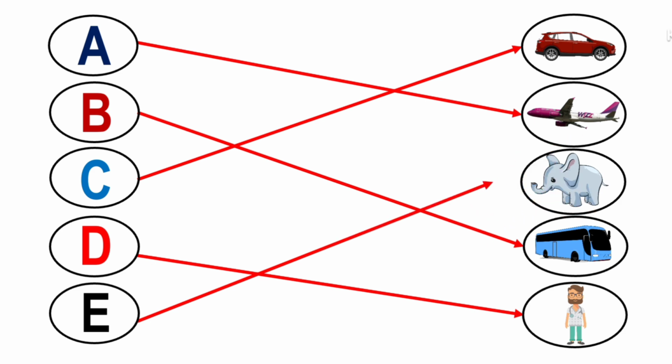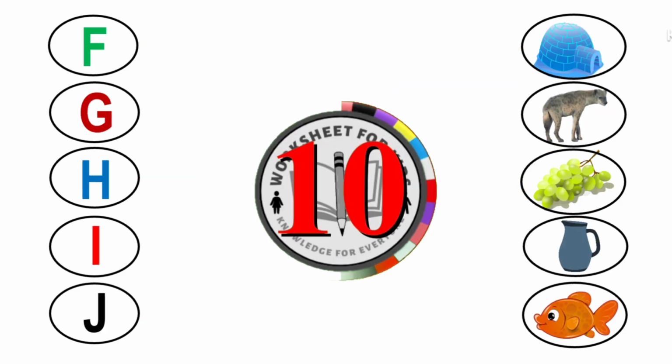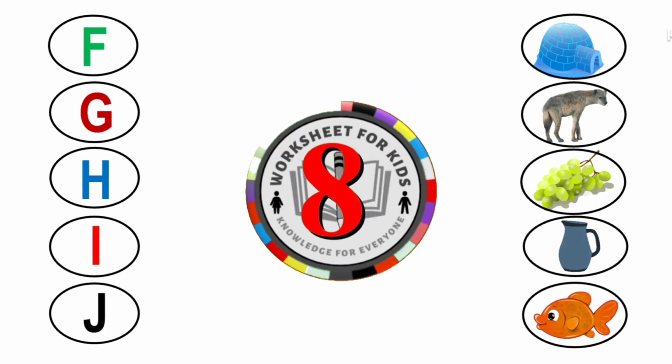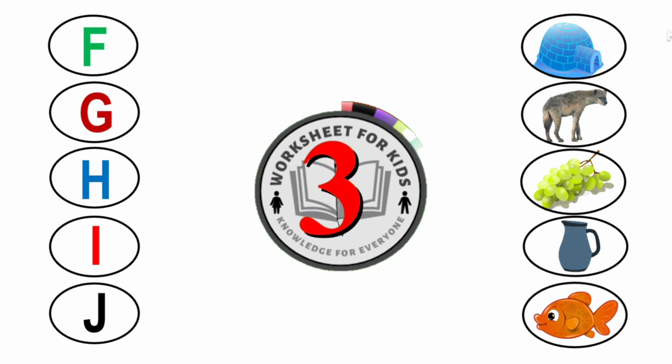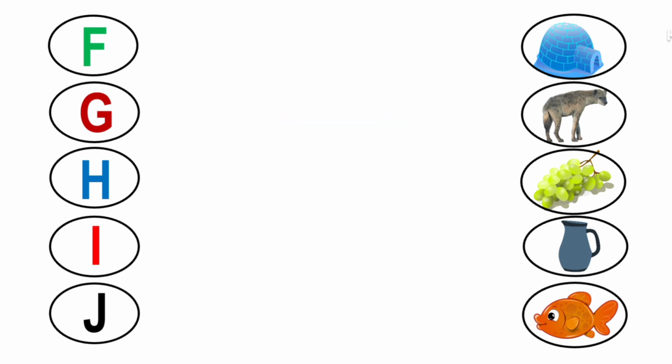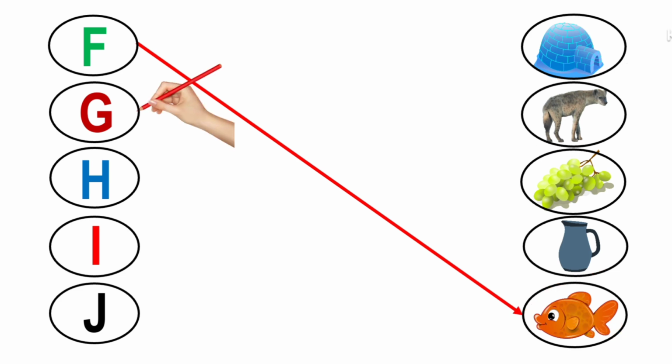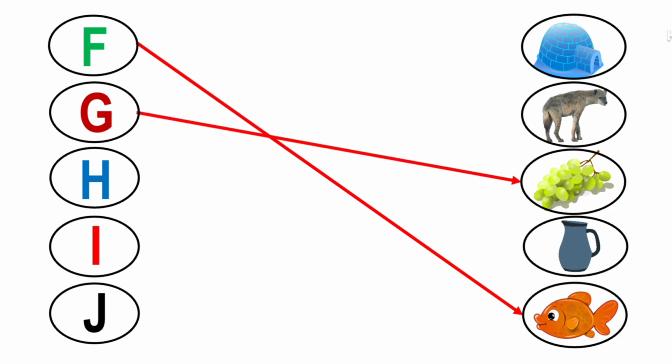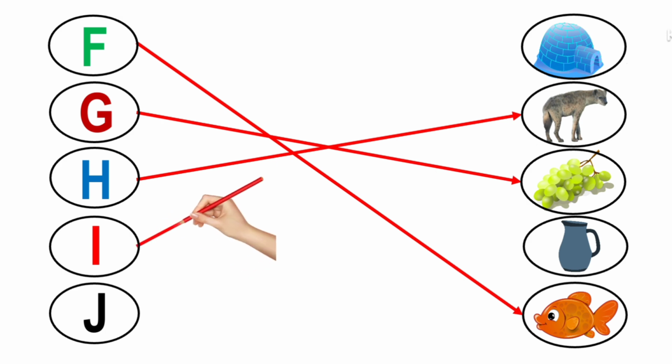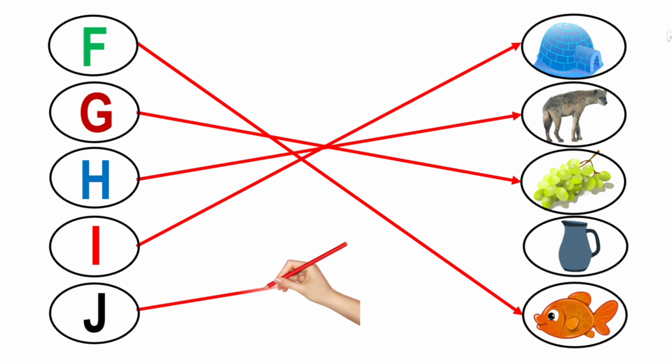E for elephant. F for fish. G for grapes. H for hyena. I for igloo. J for jug.